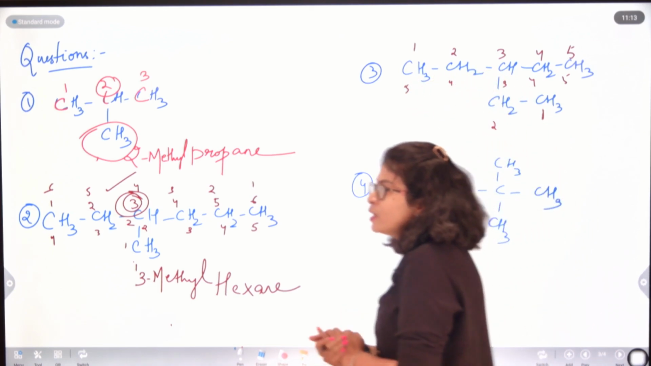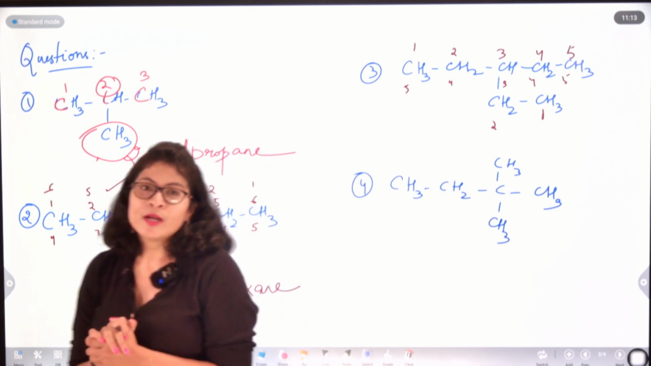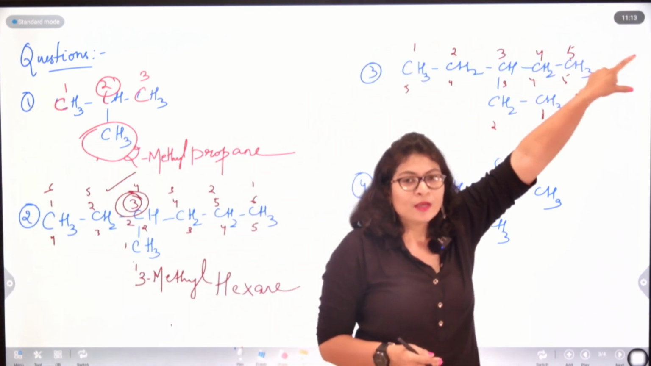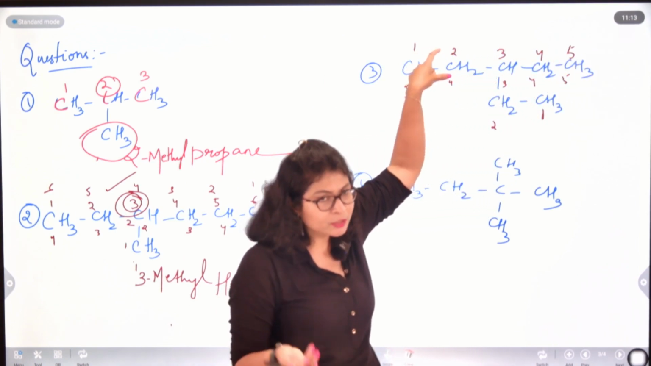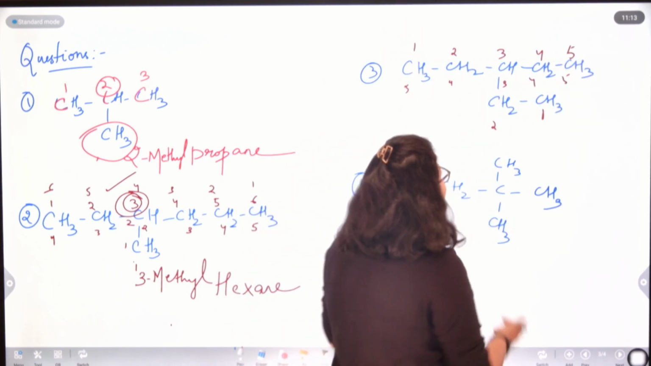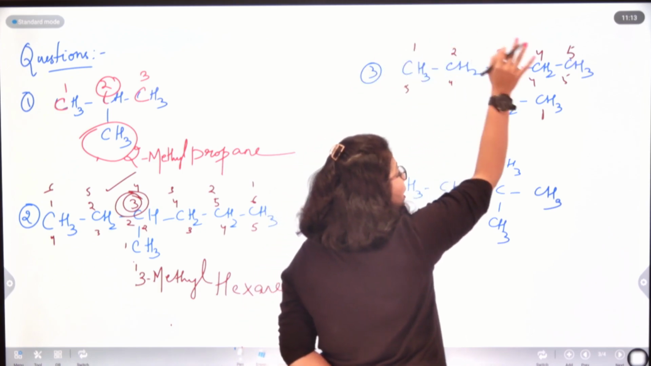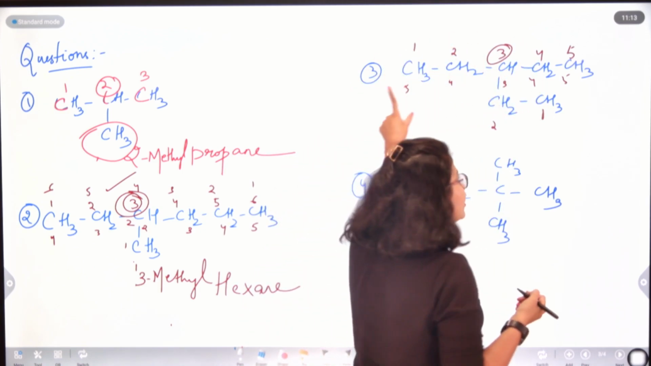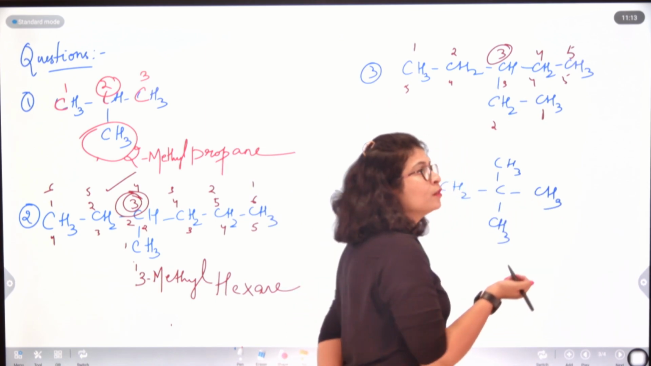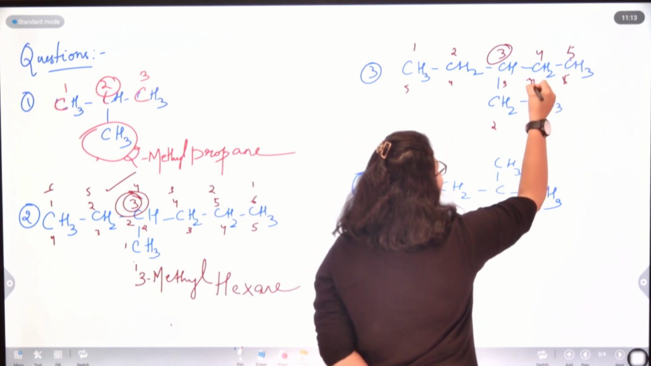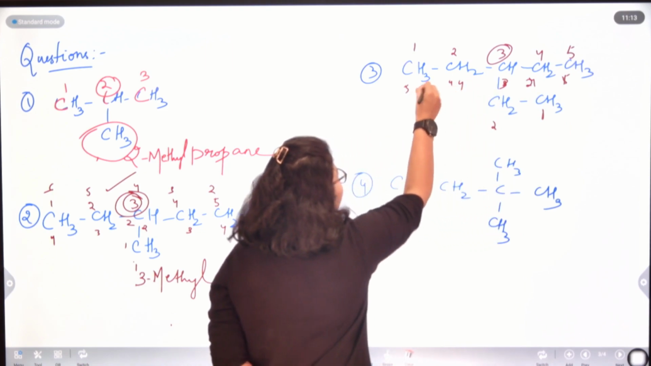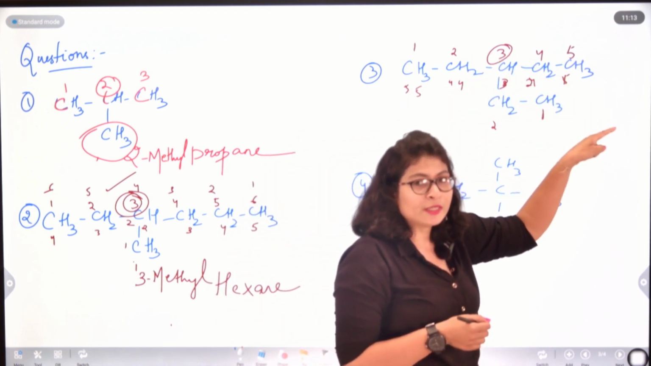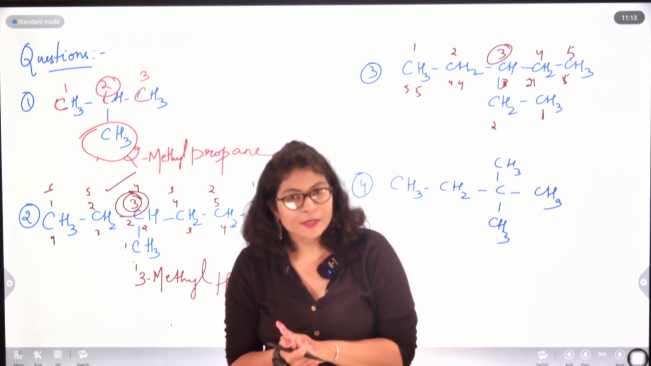Any which way I go, I'll be getting 5 carbon atoms. So let me choose the simplest one as my primary chain. If I number this from this side, I get my branching at the third position. If I move from the opposite side also, I get my branching at the third position. 1, 2, 3, 4, 5. So I'm getting my branching at the third position, and in my primary chain I have 5 carbon atoms, right?